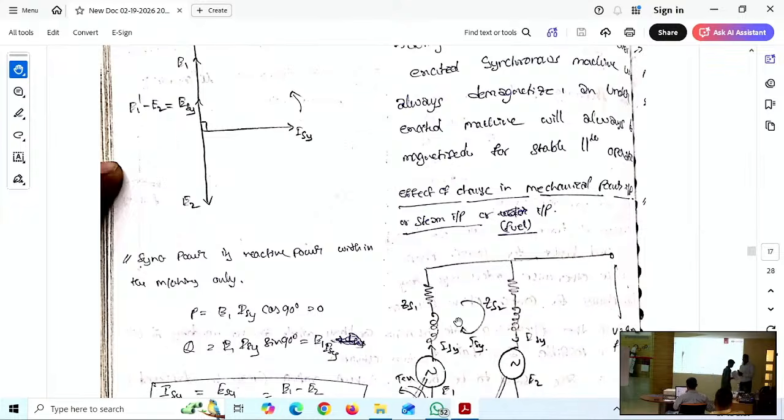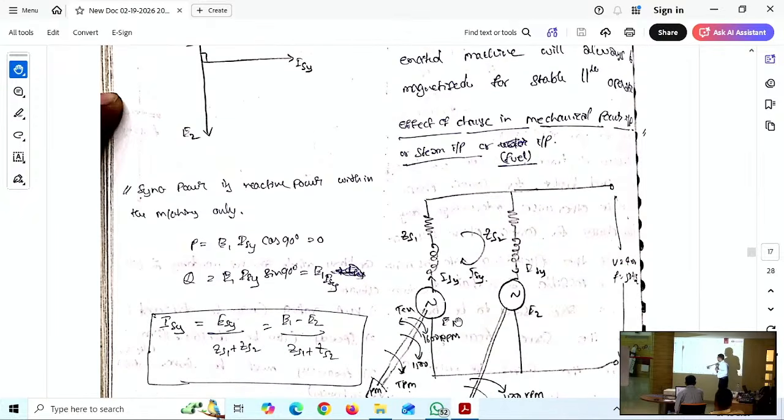So what is the magnitude of synchronizing current? That depends on how much excitation we are changing, that is, on the difference in EMFs. ISY, the formula is there: E1 minus E2 divided by ZS1 plus ZS2. Otherwise, if you take equal reactance machines, the difference in voltage is divided by 2XS. So here is the expression: the magnitude of this synchronizing current is given by simple KVL.